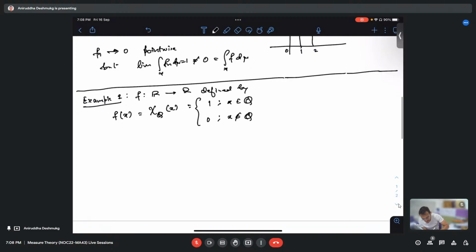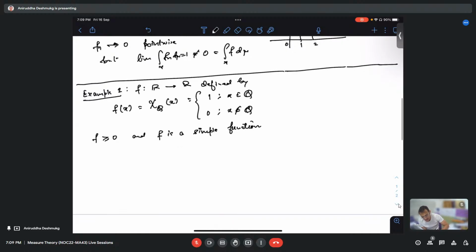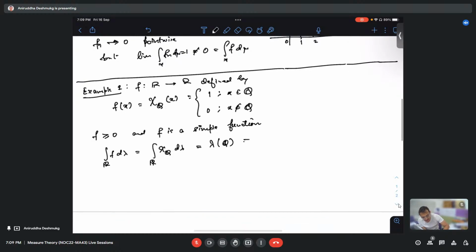Clearly f is non-negative, and in fact f is a simple function, because it is just the characteristic function of rational numbers. And therefore the integral of f d lambda, this is the integral of chi_Q d lambda over R, which is the measure of Q. But what is the measure of Q? Since Q is countable, it must be 0.